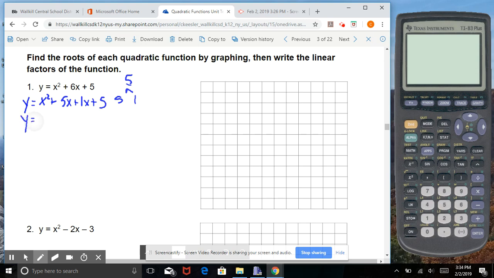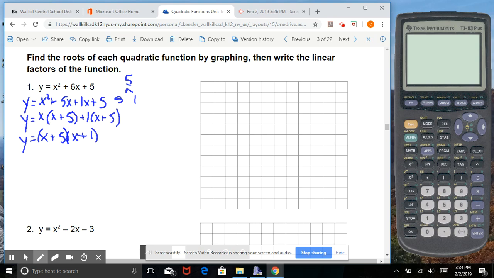Then by grouping, y equals x times (x plus 5) plus 1 times (x plus 5). So we have y equals (x plus 5) times (x plus 1). So these two equations are equivalent to each other, y equals x squared plus 6x plus 5, and y equals (x plus 5) times (x plus 1). If I were to solve these and had it set equal to 0, my zeros would be -5 and -1. So let me show you how that works out in the graph.